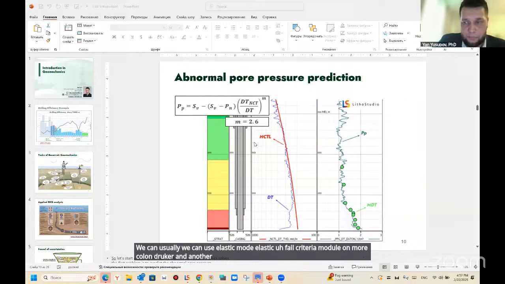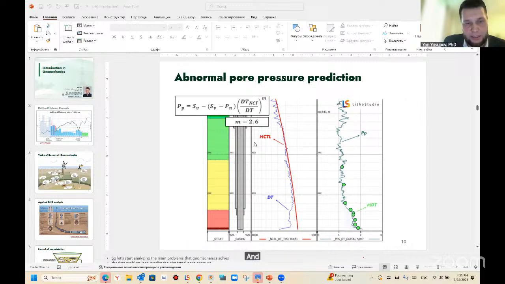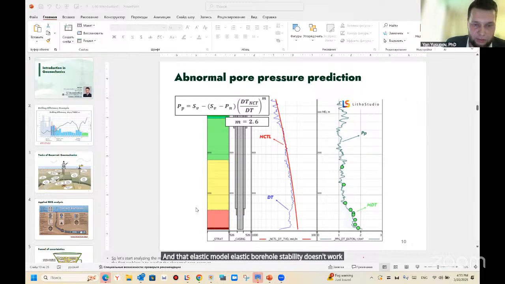But for example, for unconsolidated formation, for example, Cenomanian in Western Siberia, we can use a plastic formation model because this is a very difficult formation in terms of drilling, and the elastic model, elastic borehole stability, doesn't work in this unconsolidated formation.